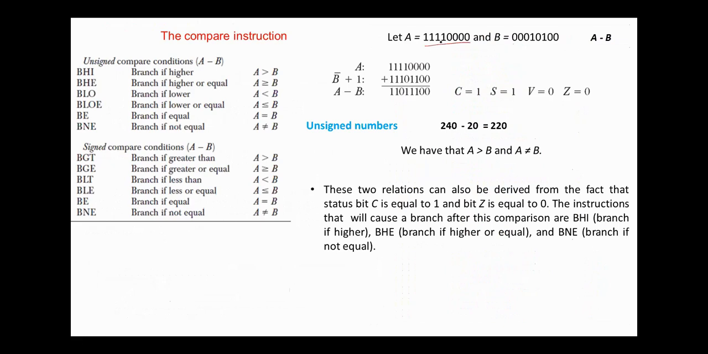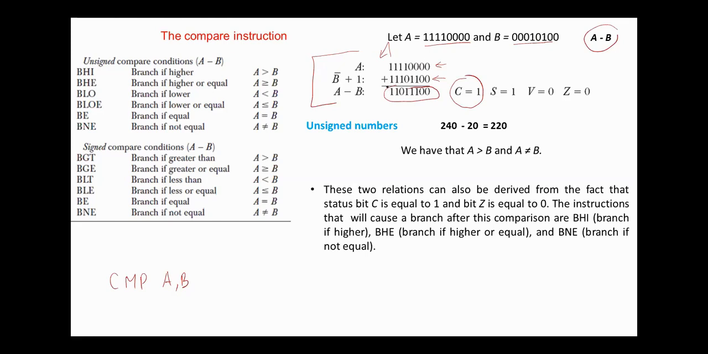Suppose, for example, we have the two 8-bit numbers A and B. The compare instruction AB performs the subtraction A minus B. And this is done by adding A here to the 2's complement of B. And this is the result. The computer performs the same operations if the numbers are signed or unsigned. In this case, since we have a carry here, the carry flag is set to 1.